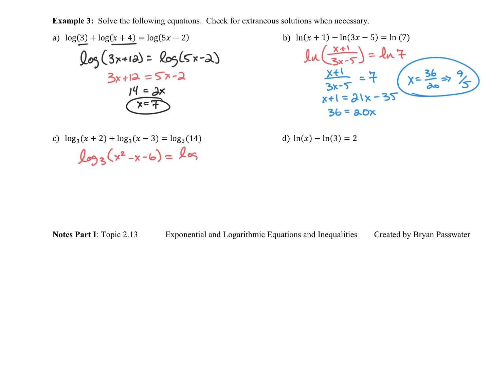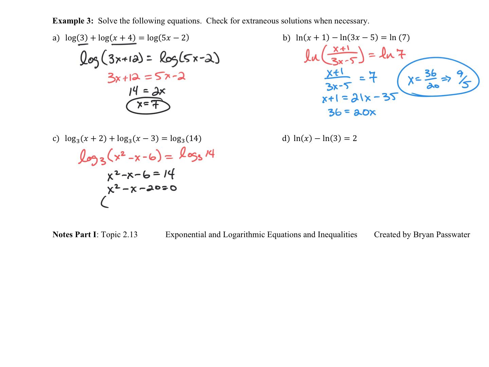And so that's my first step. And so now what can I do? Now I can get rid of my logs. And so now I'm left with x squared minus x minus 6 is equal to 14. And so now I'm going to set this equal to 0 by subtracting 14 over. So now I have x squared minus x minus 20 is equal to 0. Now, what do we like to do to quadratics? We like to factor them. All right. And so let's factor x squared minus x minus 20.